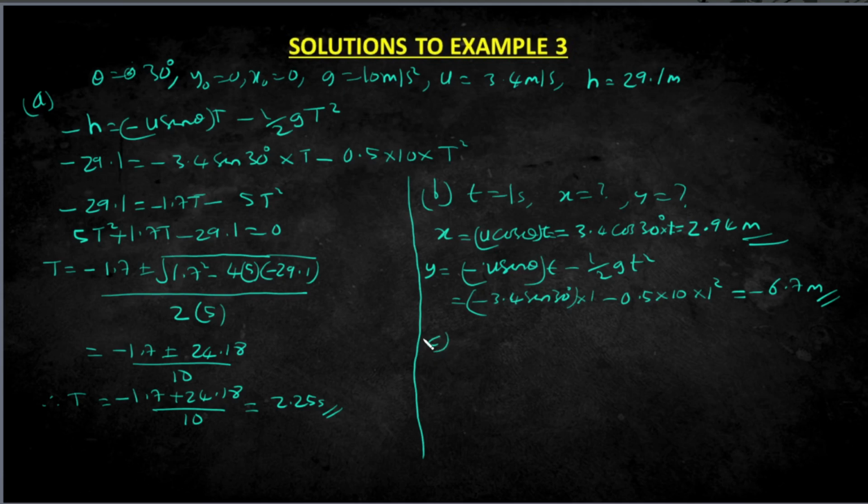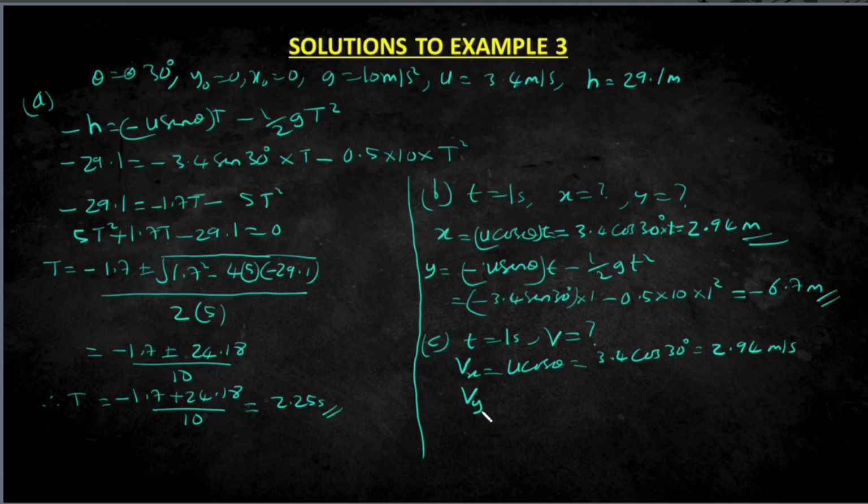The c part is also similar, but this time around, we have to find what? The velocity at any time. That is, at this time, 1 second. We first get Vx. Vx is u cos theta. U is 3.4. Theta is 30 degrees. If you multiply that one, you're going to have 2.94 meter per second.